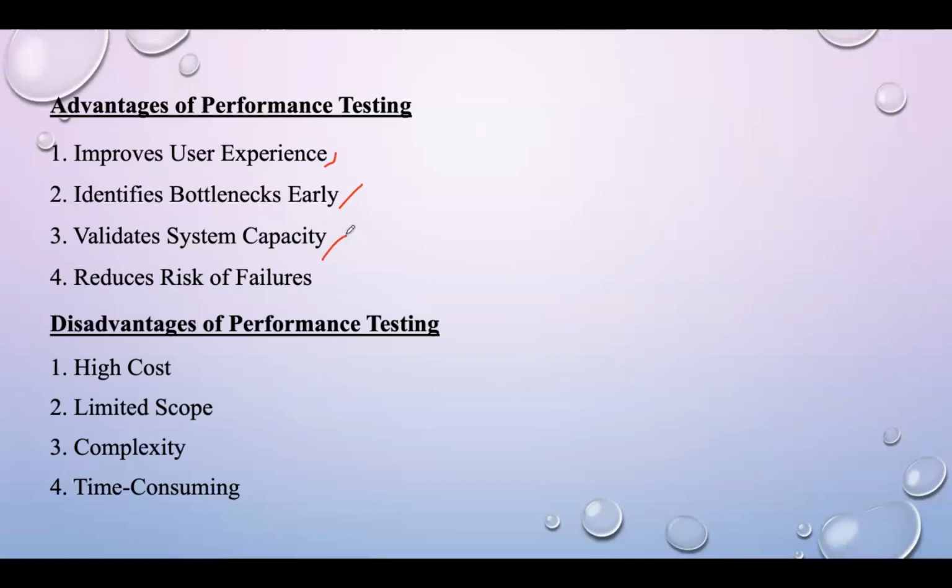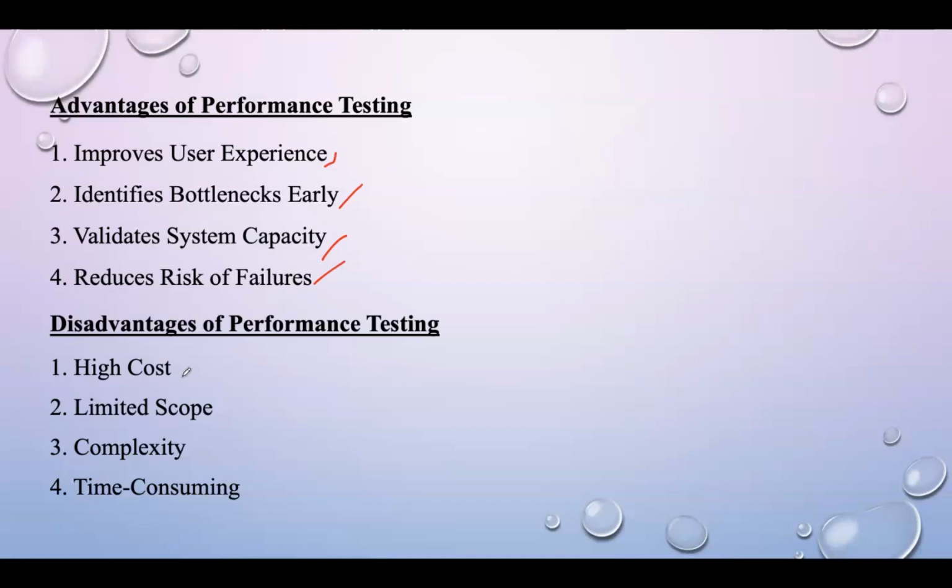Next is validating system capacity. It validates that the application can handle increased loads and scale effectively as user traffic grows. And it reduces the risk of failures. This testing assists in identifying and mitigating risks related to performance before the software is released to the users.